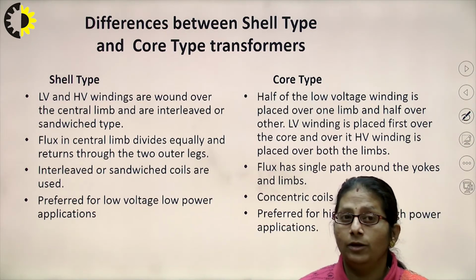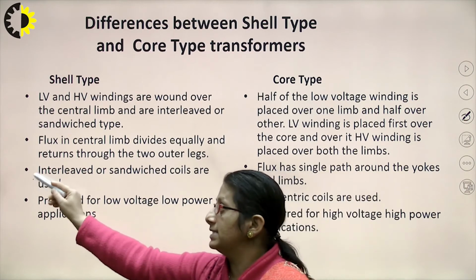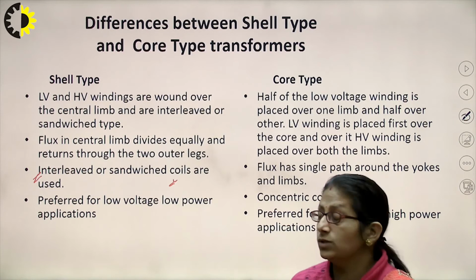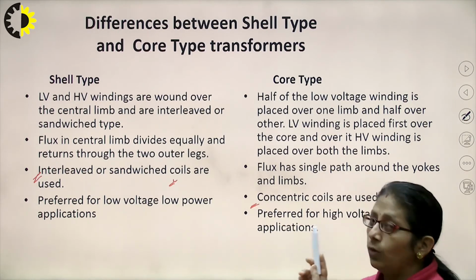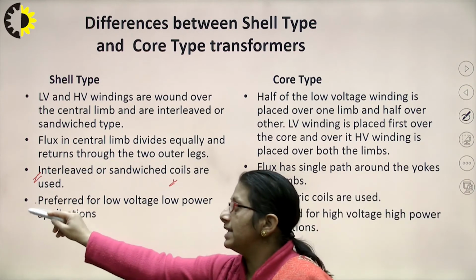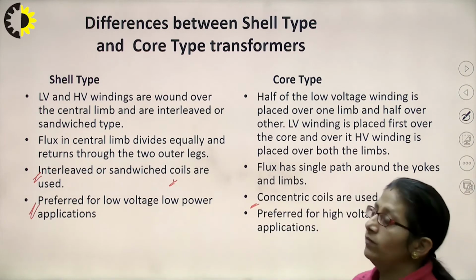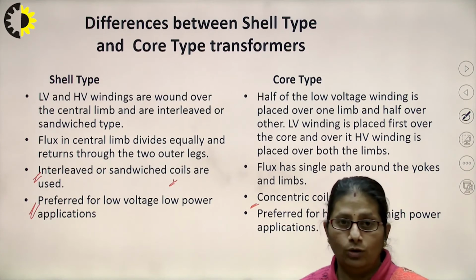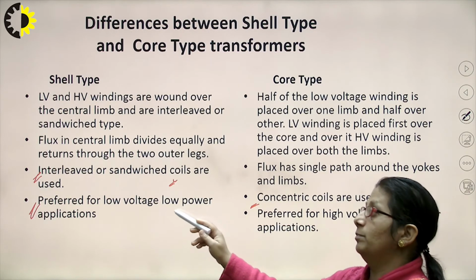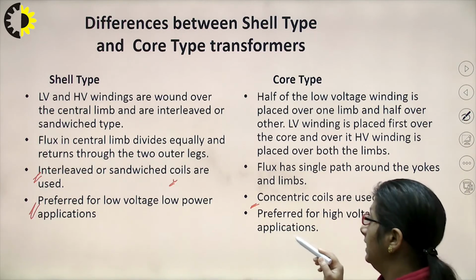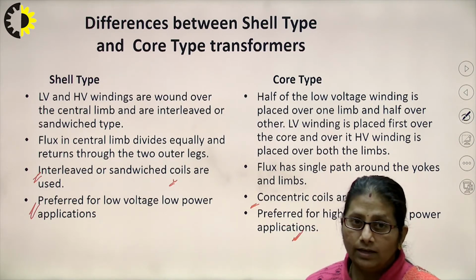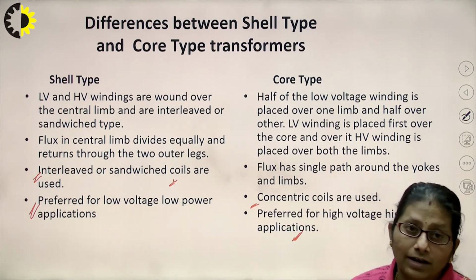Which kind of windings are we using? The third difference is that interleaved or sandwich coils are used, whereas in a core type concentric coils are used. The fourth point is that core type is preferred for low voltage, low power applications, although I have 2 limbs to wind, whereas the shell type is preferred for high voltage, low current and higher power applications.